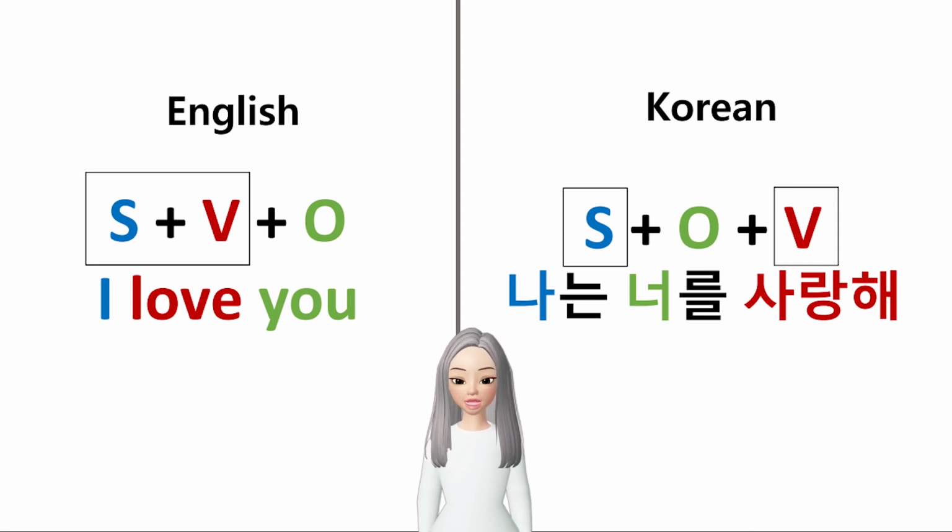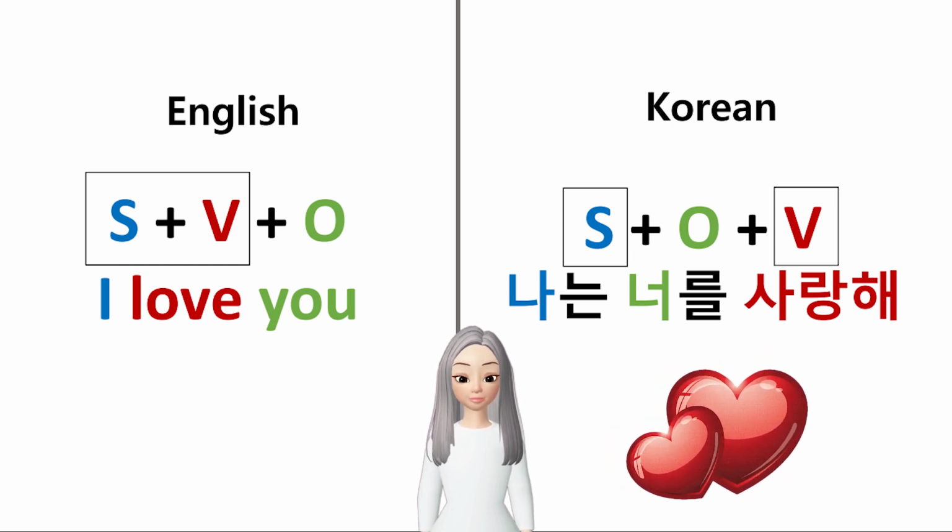If we look at English sentence structure first, the order is subject, then verb, then the object. For example, the sentence I love you, it's S, V, then O. However, in Korean, the order becomes a bit different. The verb comes last. So it becomes subject, then object, then the verb. For example, the sentence I love you would become 나는 너를 사랑해. It is S-O-V.